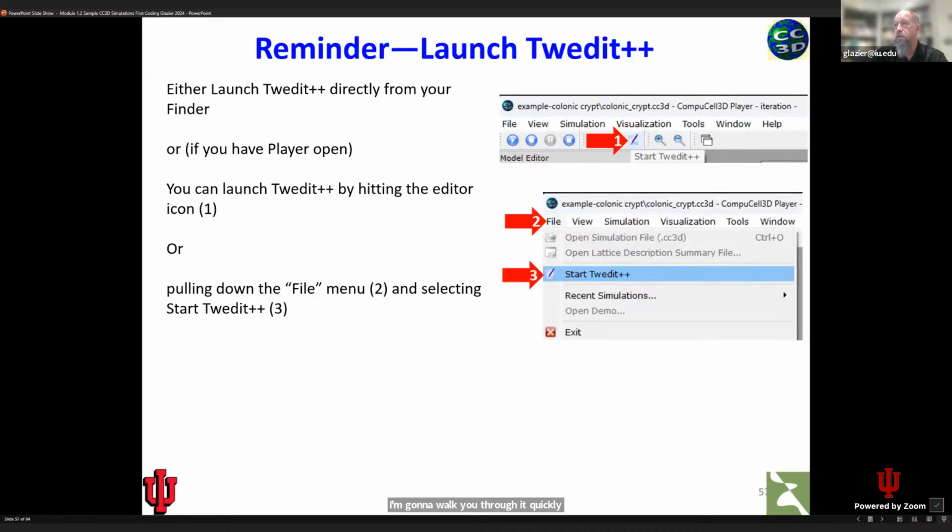So the first thing is launch Twedit. You can do that by typing Twedit in your Finder and having Twedit launch directly. Alternatively, if you have Player open on your screen, you can hit that pen and paper button on the menu bar in Player, or you can go to File and pull down Start Twedit. So I'd like everybody to get Twedit running.